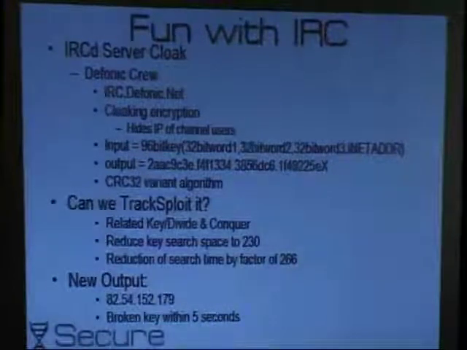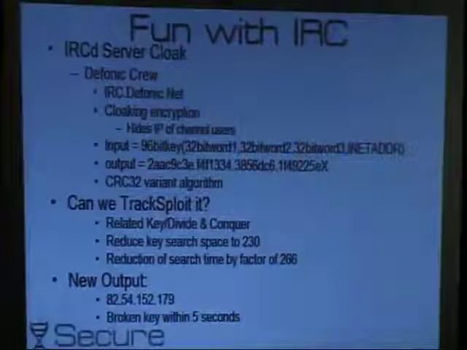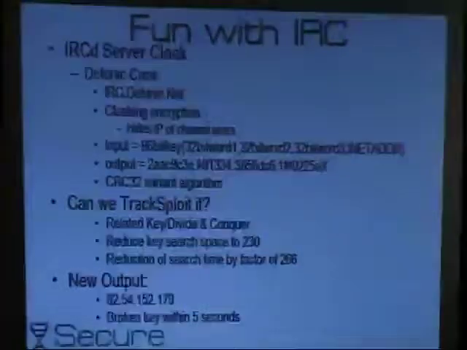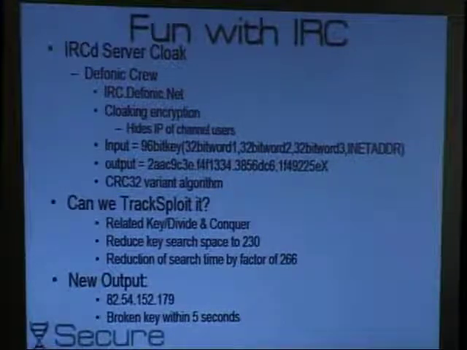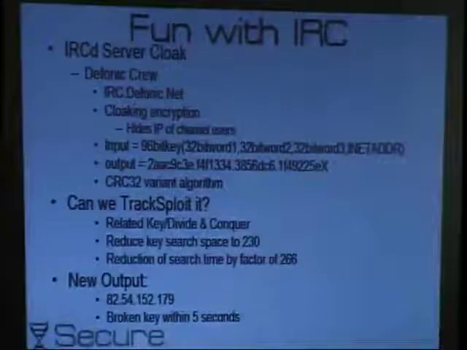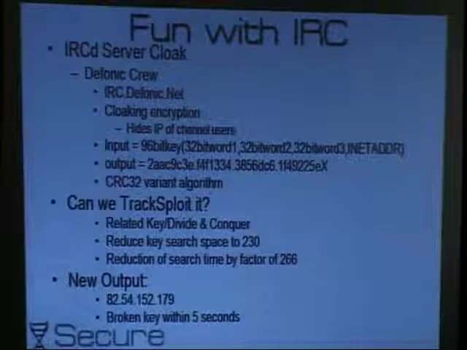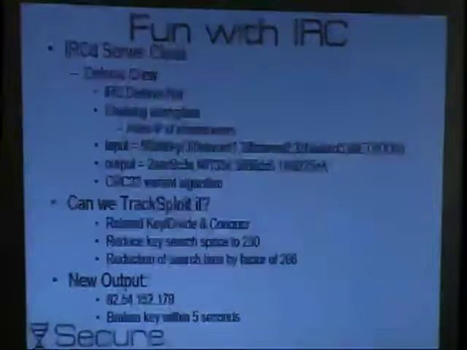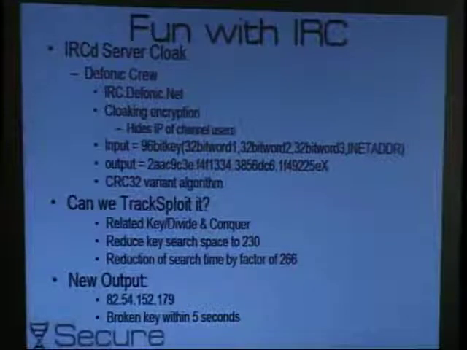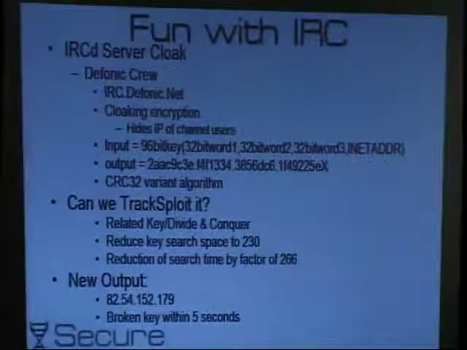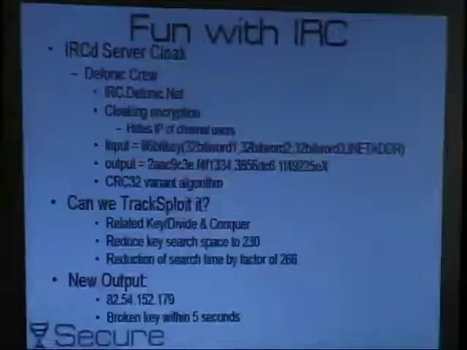So we looked at the algorithm involved in this, and it was kind of a CRC32 variant algorithm. So it's linear. It was a 96-bit key. The function worked such that the input was a 96-bit key, which was 3 sets of 32-bit words, and then the INET address to encrypt. The output looked like 2AA, C9, C3E, and such. So can we TrackSploit this?